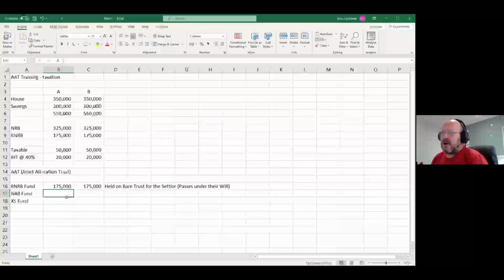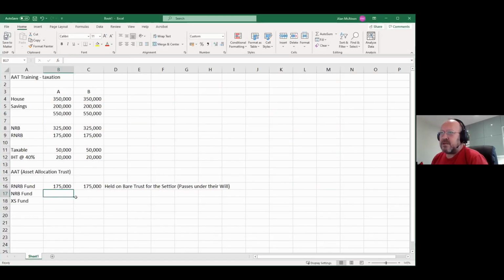Right, then the next part is called the nil rate band fund. Now this can hold up to an amount that does not cause a charge to inheritance tax. So if they haven't used their nil rate band, it could hold a maximum of the nil rate band. If they had made a chargeable lifetime transfer a year ago of 100,000, then the amount that could be transferred into this fund would be the nil rate band less the chargeable lifetime transfer they've already made.